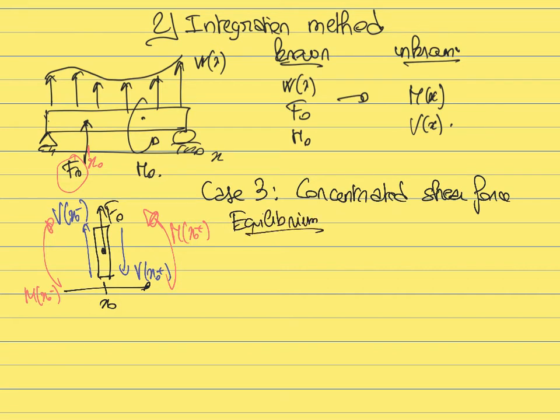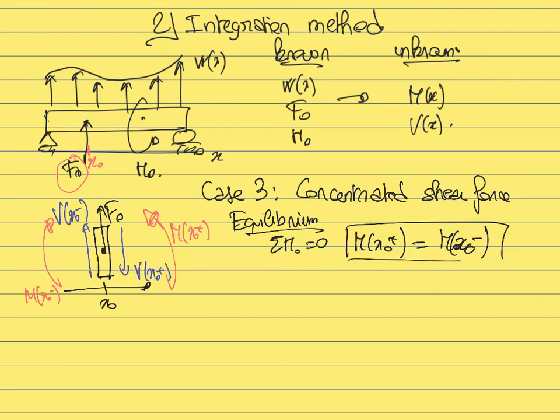So let's start by the fact that the sum of the moment is equal to 0. So sum of the moment about a given point is equal to 0. In this case, the only moment are still the moment at x naught plus and the moment at x naught minus. So in this case, we find that the moment at x naught plus is equal to the moment at x naught minus. So exactly the same relationship as before.